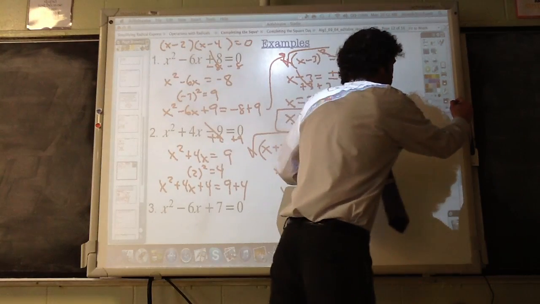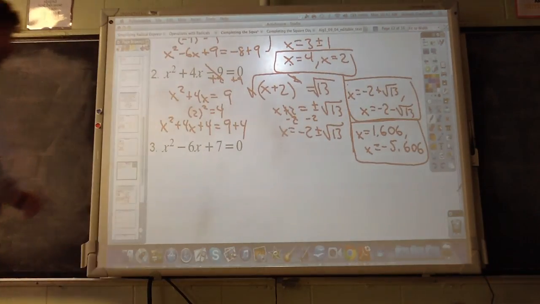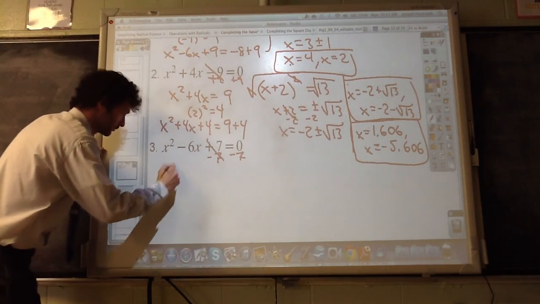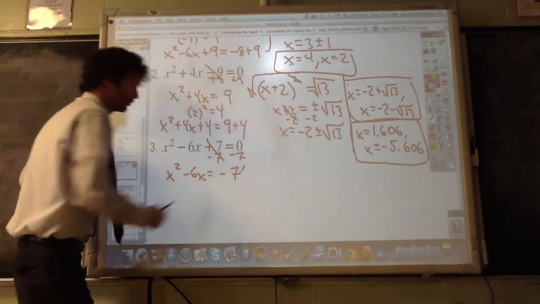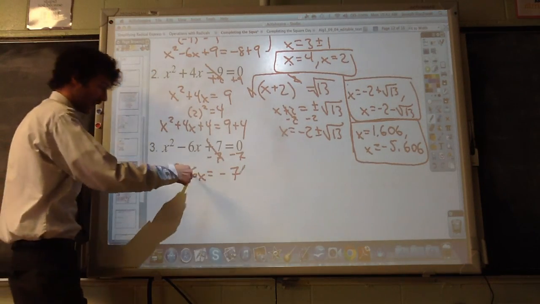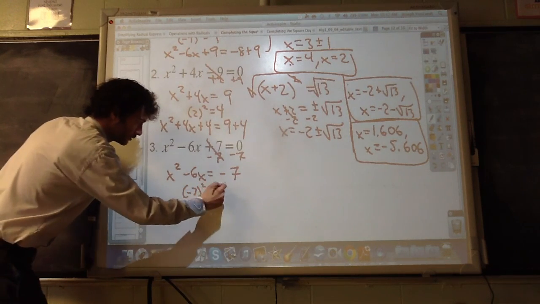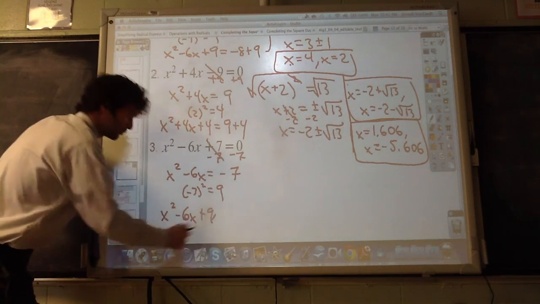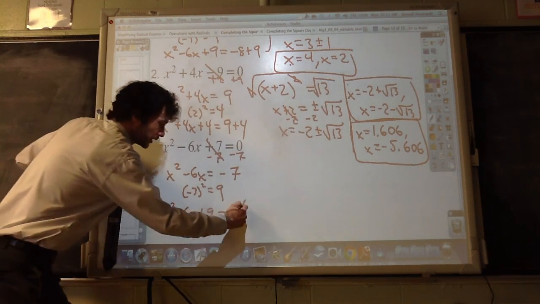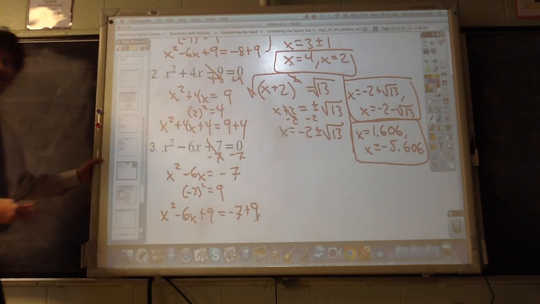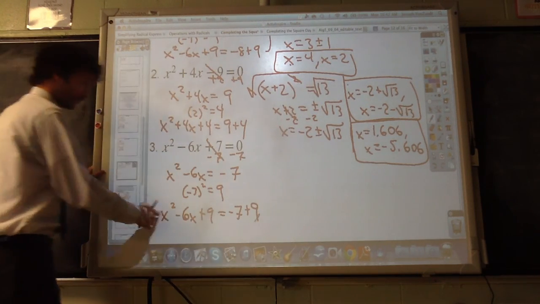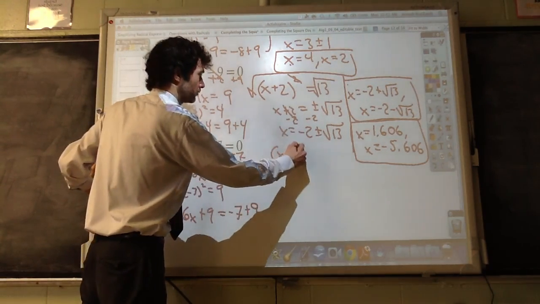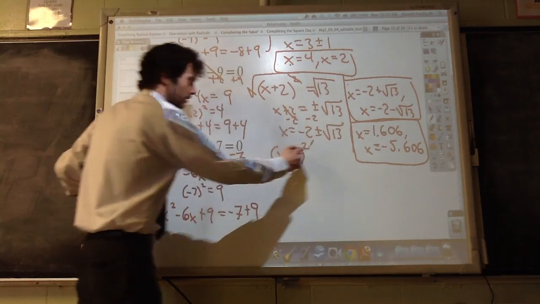All right, one more. Then it's your turn. Step 1, move the constant to the other side. Step 2, complete the square. Find C: take half of this, square it. So I end up with x squared minus 6x plus 9 equals negative 7 plus 9. If I add it to one side, I've got to add it to the other. Then I'm going to factor this side and combine like terms on this side. So on this side I get x minus 3 squared, and on this side I get 2.